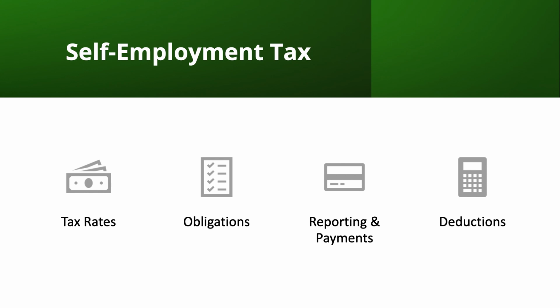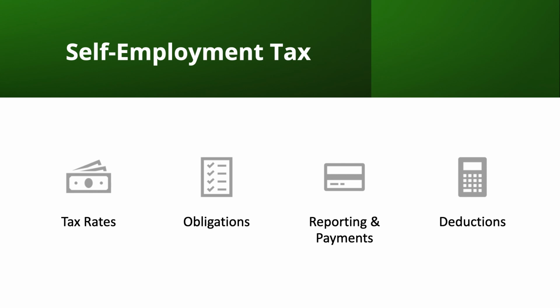Moving right into tax obligations. Self-employed individuals are required to pay self-employment taxes if their net earnings from self-employment are $400 or more in a year. Net earnings are calculated as gross income minus deductible business expenses. This is where all those deductions come in handy. So if you made $1,000 and your overhead costs, your business expenses, were $200, then you have to pay taxes on the $800 that's remaining.